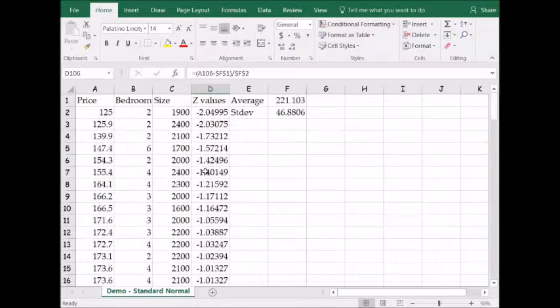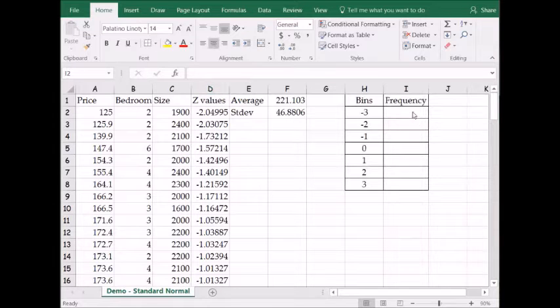To create a smoothed histogram, I'll actually use a variation of a scatter plot. The first thing we need to do is put in a column for frequency bins, because we're going to group our data between the bounds of minus 3 to 3 standard deviations. I've set up my bins for the histogram. Now I can add a frequency formula.